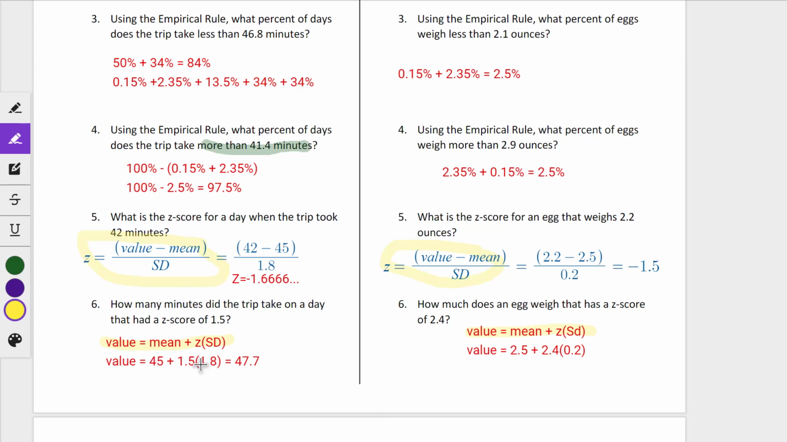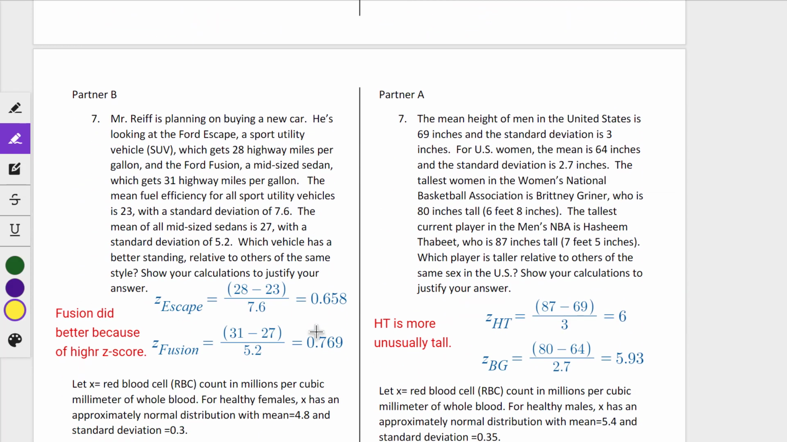So we have the mean, we have the Z-score, and we have the standard deviation. Multiply these two first, and add the 45, and you get the right answer. All right. So here the Z-score was 2.4, our standard deviation is 0.2, and then use your mean. On to the next page.